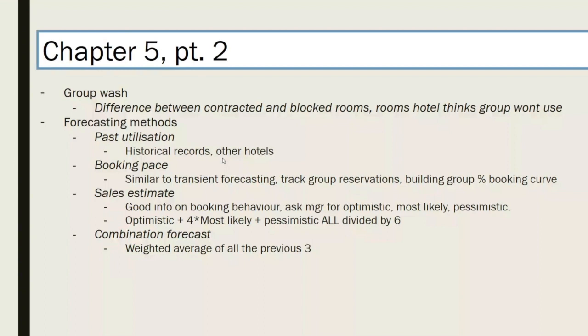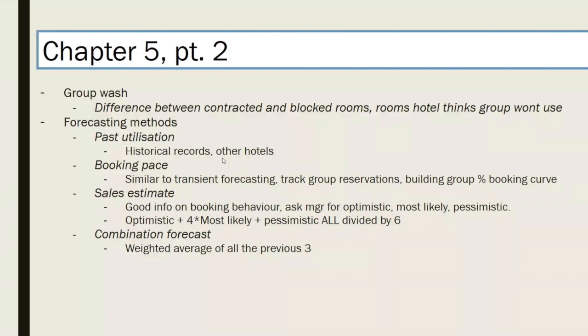And the equation is you take the optimistic estimate, add 4 times the most likely, add the pessimistic, and divide it all by 6 to get what you believe is the right estimate of how many rooms the group is going to use.